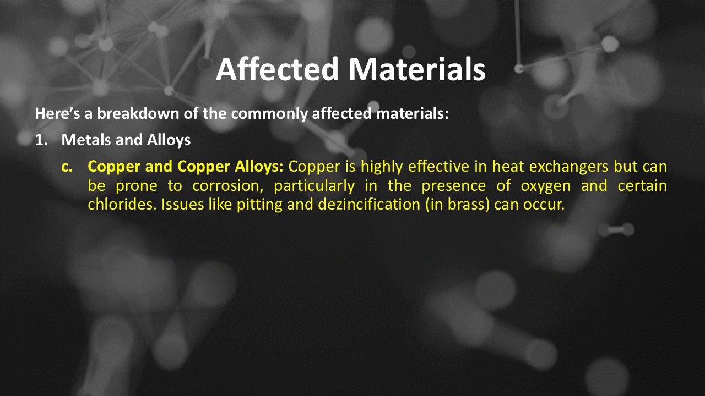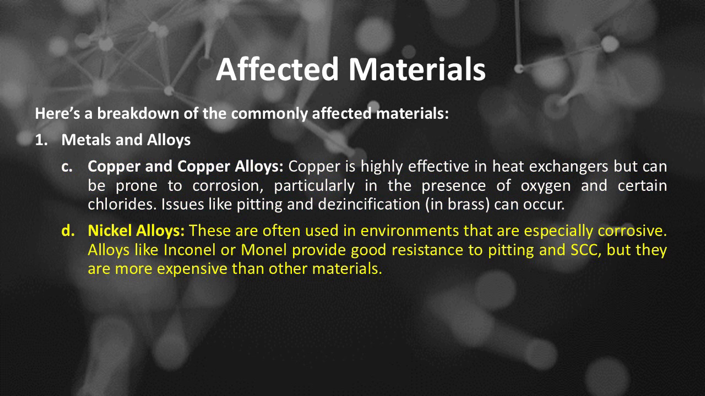Number C of metals and alloys is copper and copper alloys. Copper is highly effective in heat exchangers but can be prone to corrosion, particularly in the presence of oxygen and certain chlorides. Issues like pitting and dezincification in brass can occur. Number D of metals and alloys is nickel alloys. These are often used in environments that are especially corrosive. Alloys like Inconel or Monel provide good resistance to pitting and SCC, but they are more expensive than other materials.